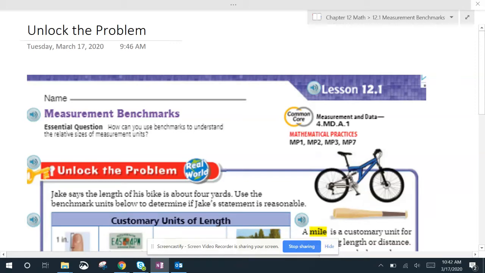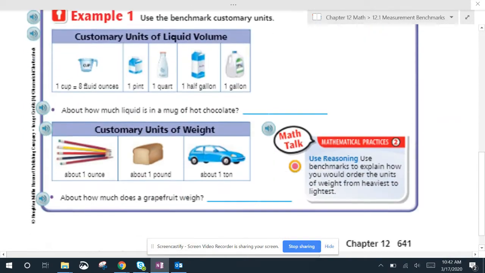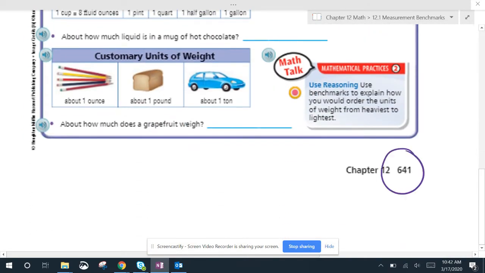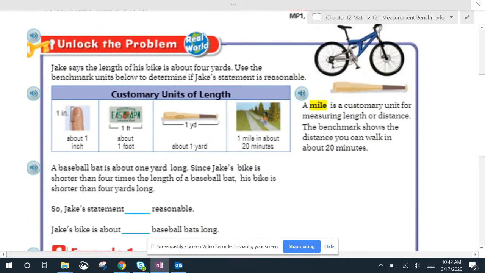Now I'm starting recording. So measurement benchmarks, this is lesson 12.1. If you could open your math books to page 641. We're going to start with the unlock the problem.